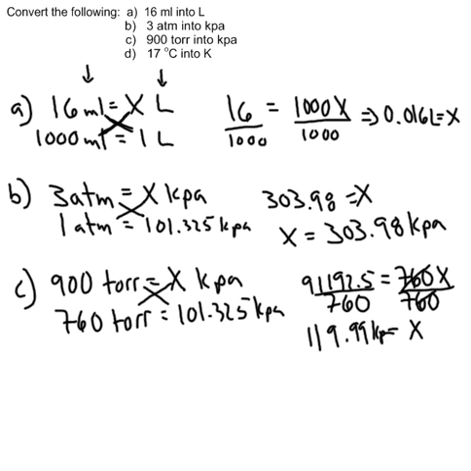119.99 kilopascals. You should note that 900 isn't that much bigger than 760 in the same way that 119 kilopascals isn't that much bigger than 101.325 kilopascals. So keep those sort of ideas in your mind when you're checking your work to see if you've done it right. D, this is the easiest one.